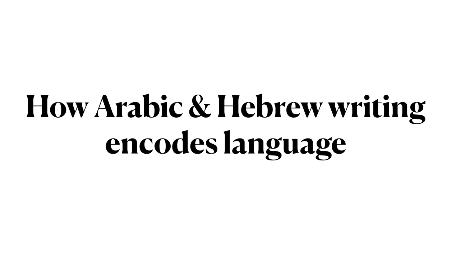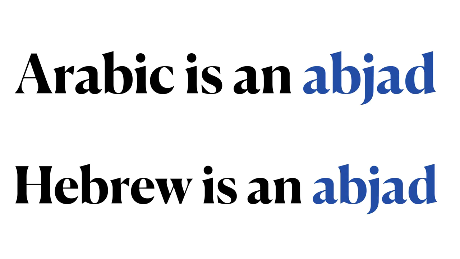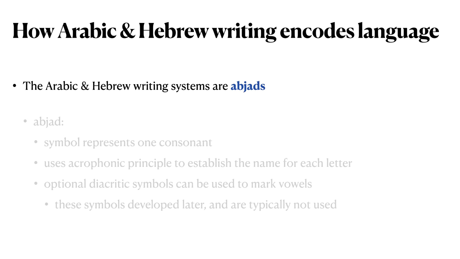So to summarize, we're looking at how Arabic and Hebrew writing encode language. They do so by representing the consonant sounds of the language. That's what it means to be an abjad, a writing system where you just represent consonants. Arabic and Hebrew writing systems are abjads. An abjad is a writing system where symbols represent consonants.